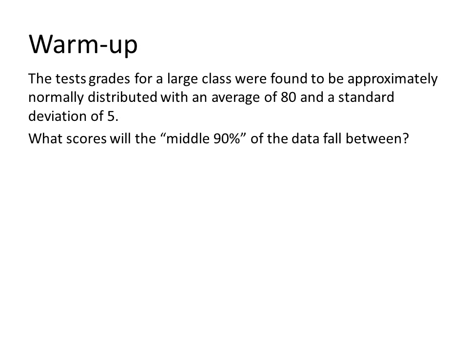Suppose that the test grades for a large class were found to be approximately normally distributed with an average of 80 and a standard deviation of 5. What scores will the middle 90% of the data fall between? Now, this is a problem that involves using the normal distribution, and it's one in which we use the area to find an x value, or the scores that we need. And so this is how we would approach this problem.